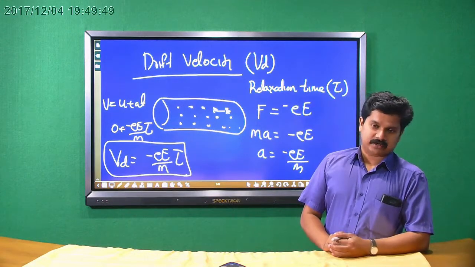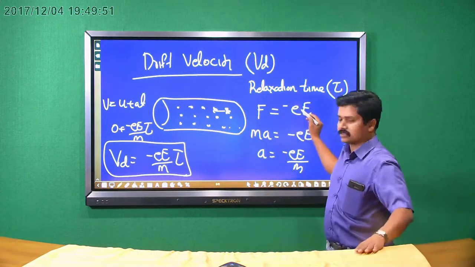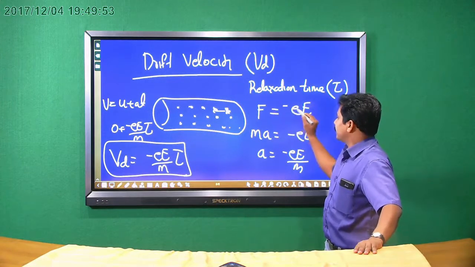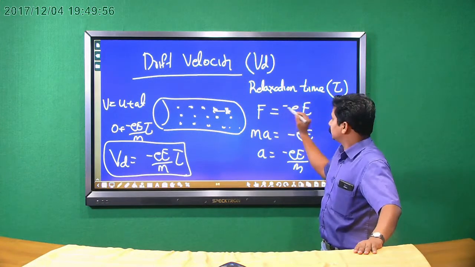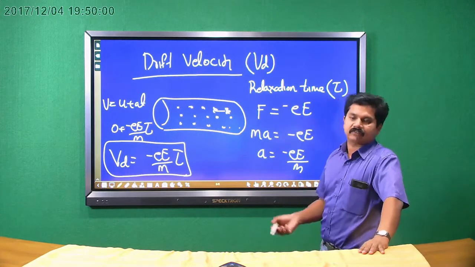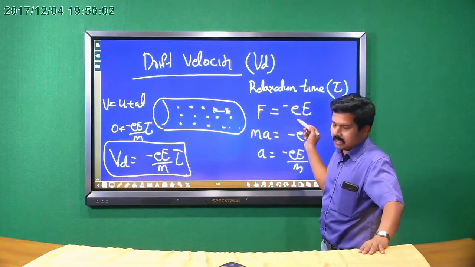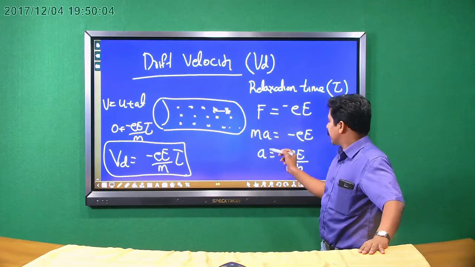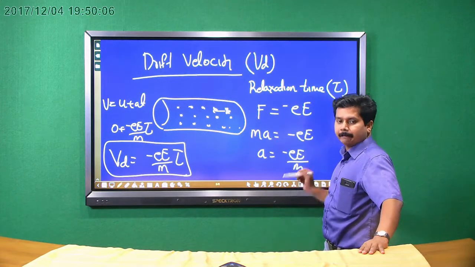F equal to QE, right? Here I took e as the charge of the electron, so the force equals minus eE. The force is in the opposite direction of the electric field. The electron will move in the opposite direction of the electric field, so F equals minus eE. Now F equals ma, so the acceleration will be minus eE by m.